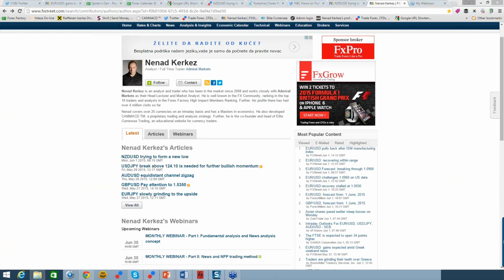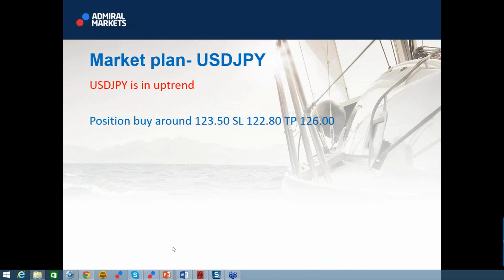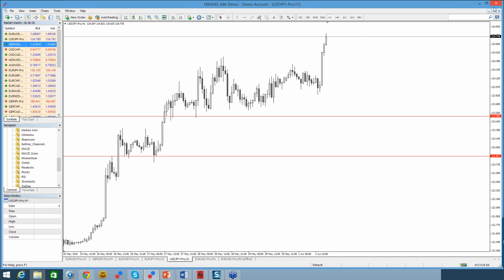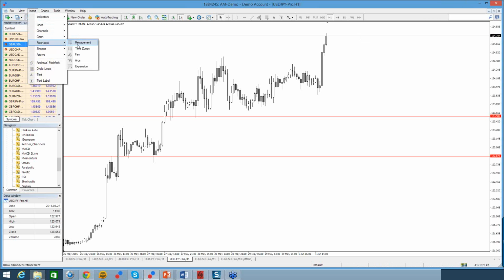Okay, and this is the plan: 123.50, 122.80, 126. Look, it's just relentlessly going up, up, up. It doesn't have any plans to stop, really. It's too much to the upside, guys.